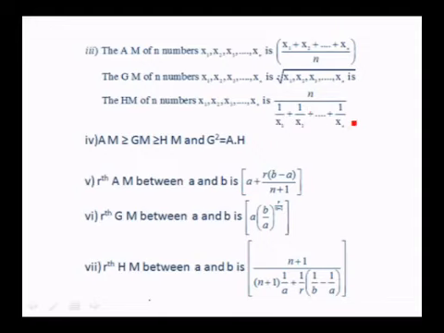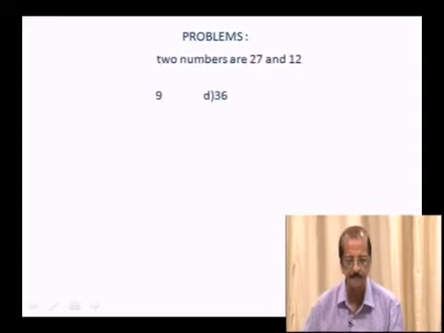And the most important result, AM is greater than or equal to GM, greater than or equal to HM, and G square is equal to AH. The rth arithmetic mean is given by this formula. The rth geometric mean is given by a into b by a whole to the power of r over n plus 1. The rth HM is given by n plus 1 over n plus 1 into 1 over a plus r into 1 by b minus 1 by a. So, let us try some problems on arithmetic mean, geometric mean and harmonic mean.